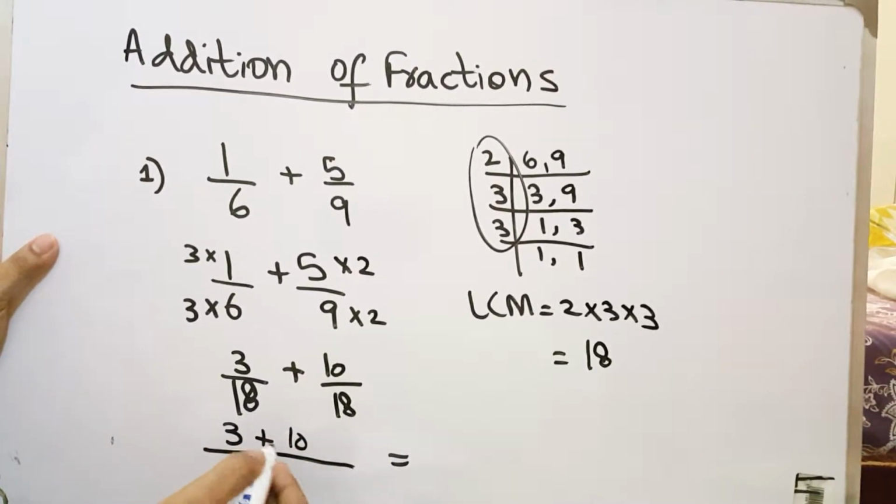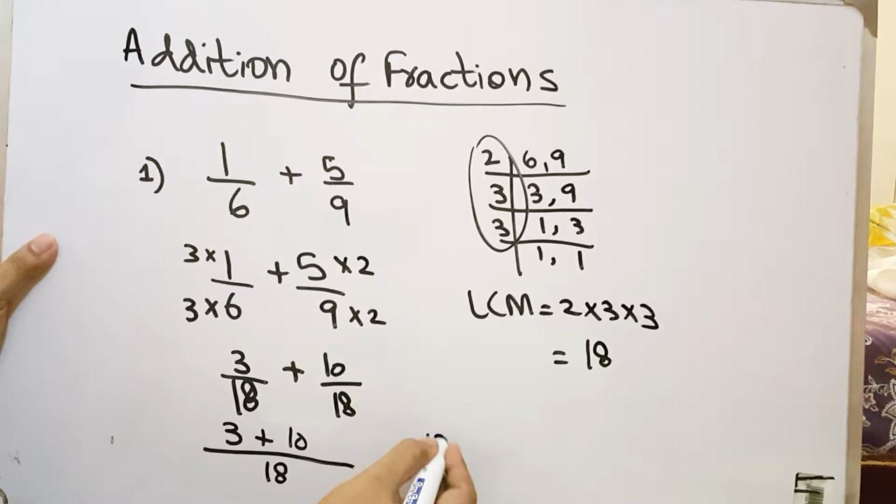Can we add them both? Yes, we can. Now 10 plus 3 is 13 upon 18, which is the answer for this fraction. Let's do one more example.